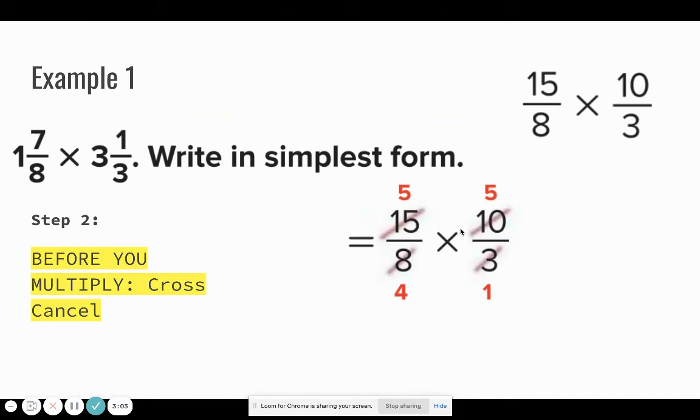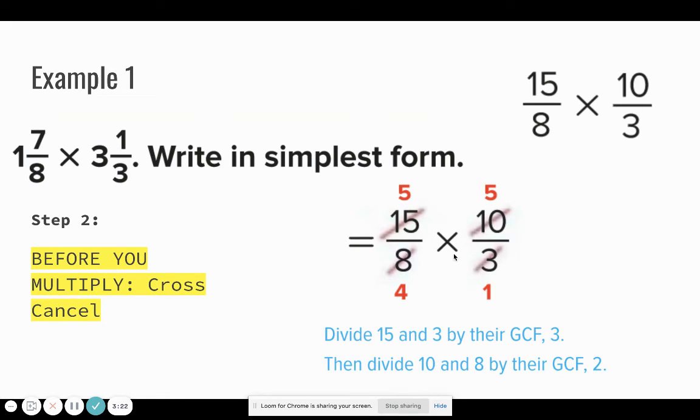You can do the same thing with the 8 and 10. You look across the fraction to see if there are common factors. And there are. In the case of 8 and 10, it's 2. So 8 divided by 2 is 4, and 10 divided by 2 is 5.